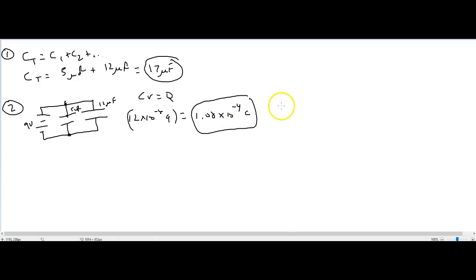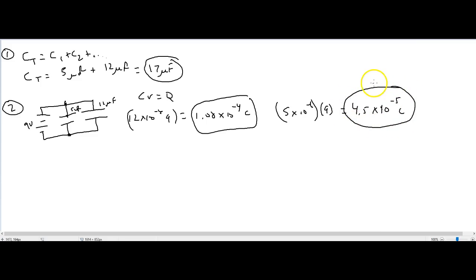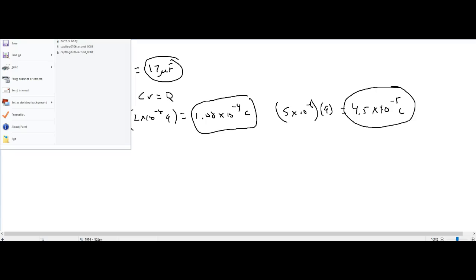And then my other capacitor is a 5, so 5 times 10 to the negative 6th. I'm attaching a 9-volt battery to it, and therefore it would be 4.5 times 10 to the negative 5th coulombs of charge. That would be the charge on each one of those individually. All right, so that's a piece of cake. Go ahead and try number 3. Pause this video, and we'll do number 3 together in just a moment. It shouldn't take you long, so if you're really stumped, don't stare at it. Just go ahead and forward the video.